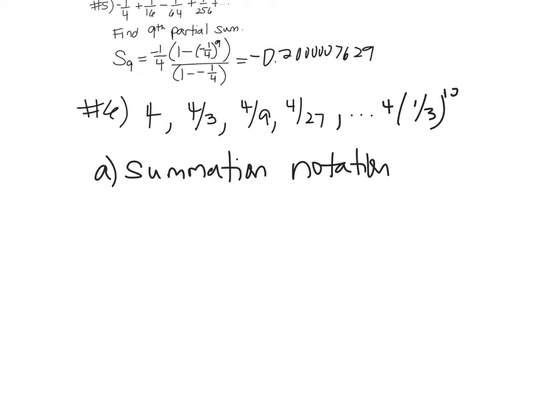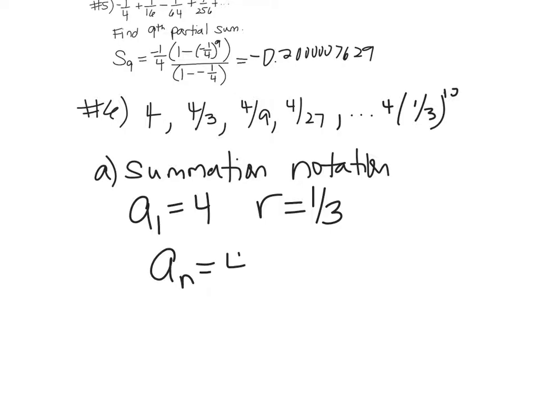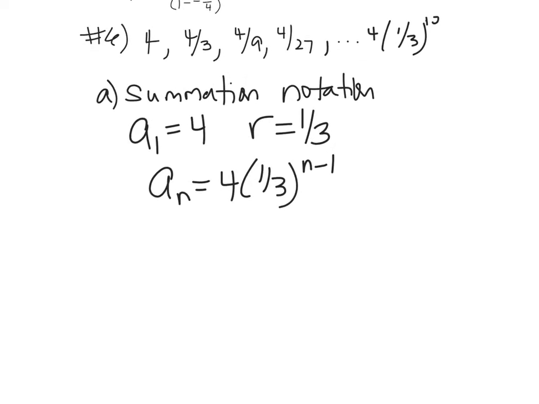Okay, so in order to write this in summation notation, I need to recognize that this is a sequence. I'm going to write its related series in summation notation. I need to recognize this is geometric, first of all, okay? A sub 1 is 4, and r is what? What's being multiplied each time? 1/3. Perfect. And so when I write this in summation notation, I get a sub n equals 4 times 1/3 to the n minus 1. Okay, so I have to have an explicit formula first, and then I can go to here.